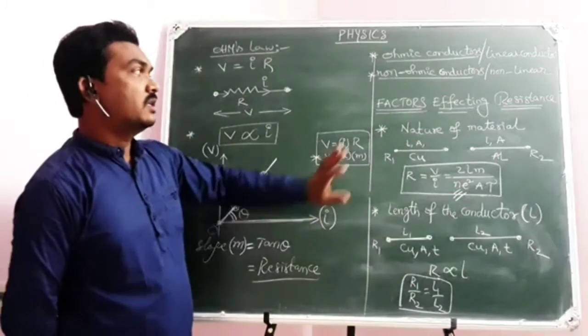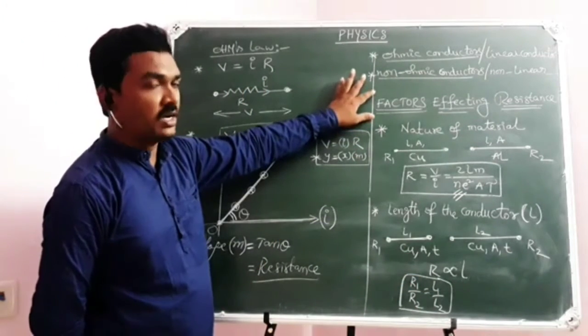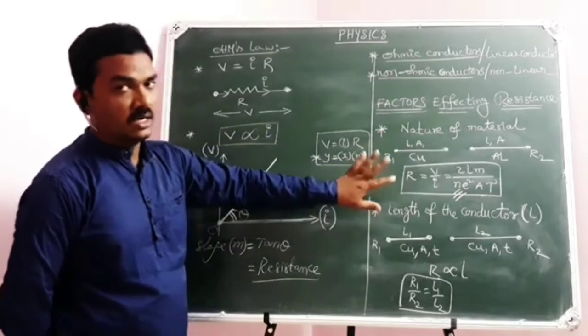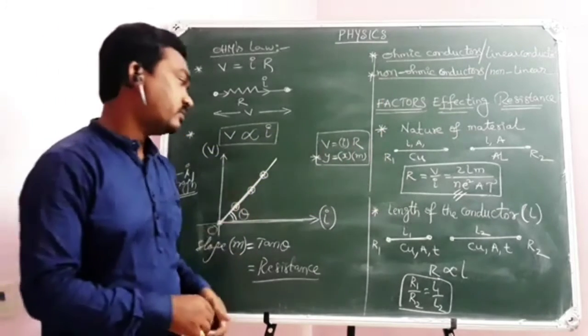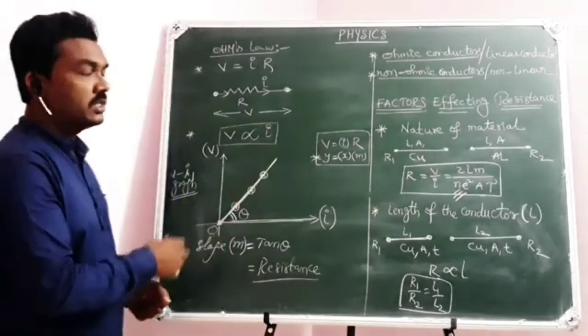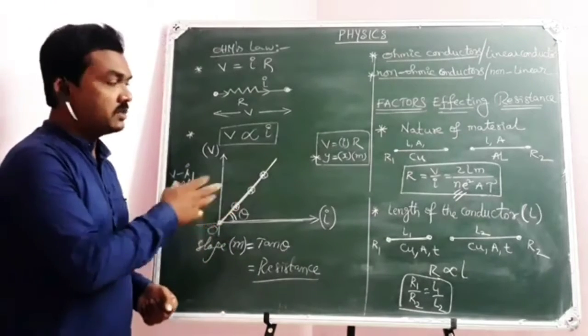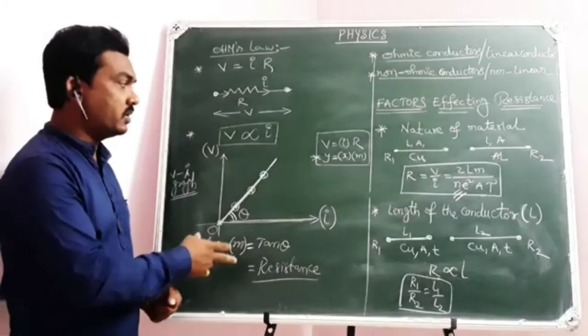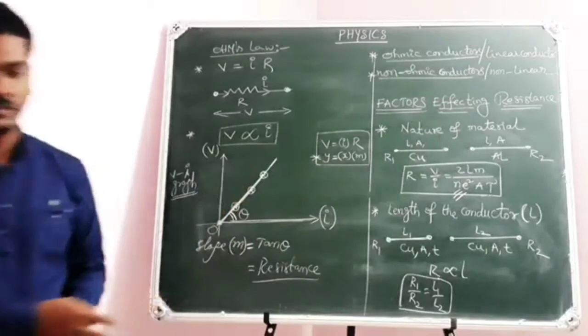So you have learned 2 points. The factors affecting the resistance of a conductor, one is the nature of the material, the other is the length of the conductor. Please note down this. Keeping this particular point in mind, I will continue a little more. I will erase this portion. Please write down.